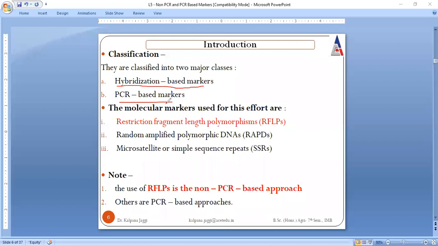Now, this hybridization is the one that involves restriction fragment length polymorphism, and the other two come under the category of PCR based markers. The use of restriction fragment length polymorphism is a non-PCR based approach, and the other two are PCR based approaches, right?